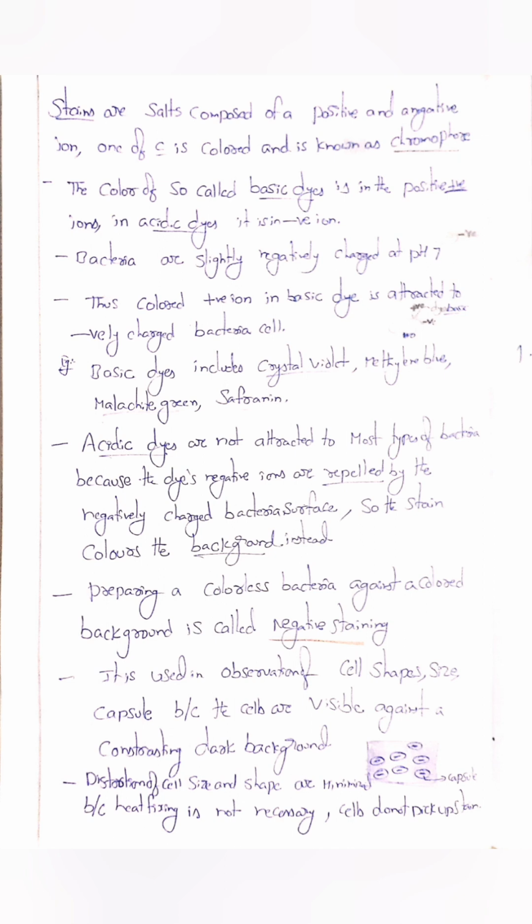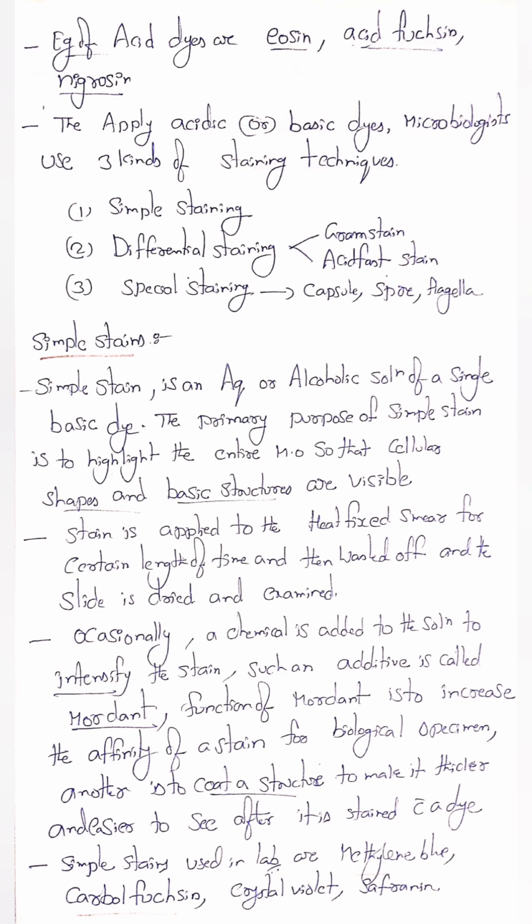The acidic dyes are not attracted to most types of bacteria because the dye's negative ions are repelled by the negatively charged bacterial surfaces. So the stain colors the background instead. Preparing colorless bacteria against a colored background is called negative staining. It is used in observation of cell shapes and structures such as capsules because the cells are visible against a contrasting background. Distortion of cell size and shape is minimal because heat fixing is not necessary. Cells do not pick up the stain. Examples of acid dyes are eosin, acid fuchsin, and nigrosin.